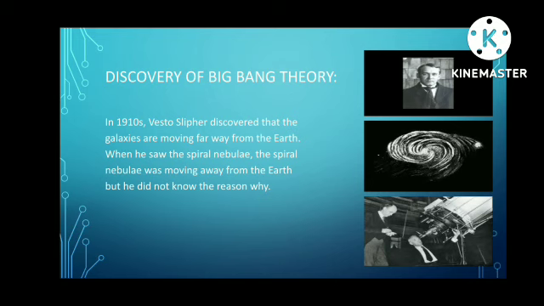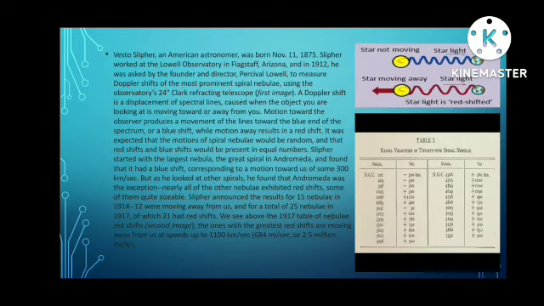So in this case, Vesto Slipher, an American astronomer, was born on November 11, 1875. Slipher worked at the Lowell Observatory in Flagstaff, Arizona. And in 1912, he was asked by the founder and director Percival Lowell to measure the Doppler shifts of the most prominent spiral nebulae. So he used the observatory's 24-inch Clark refracting telescope.